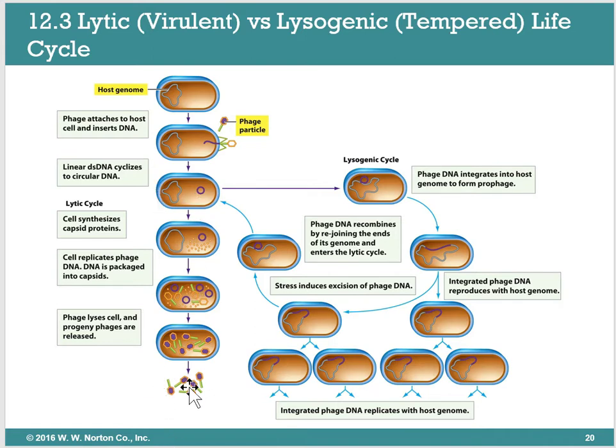Now, if it doesn't go through the lytic cycle, it'll go through something called the lysogenic cycle. This is where the viral genome and the host genome will integrate into one, forming a prophage. And from there, the cell will just continue to replicate, so on and so forth. And that is how the virus will live on in that era, where it's not considered virulent, meaning it's not considered really causing harm.